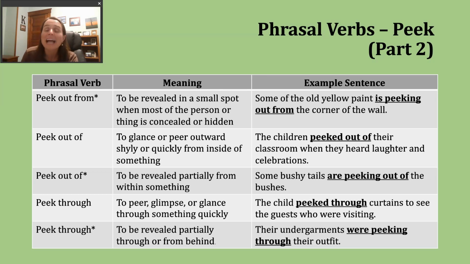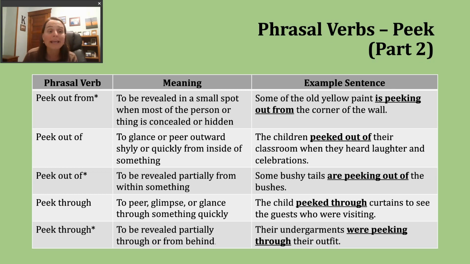Another phrasal verb you might encounter is to peek out of. This can also have a couple different meanings. One is to glance or peer outward shyly or quickly from inside of something. An example of this: the children peeked out of their classroom when they heard laughter and celebrations. Here's another simple past tense sentence. We can kind of imagine, right? People want to know, well, why is someone else having fun? Why aren't we having fun? What's going on, right? So they're going to take a quick glance to understand what's happening.